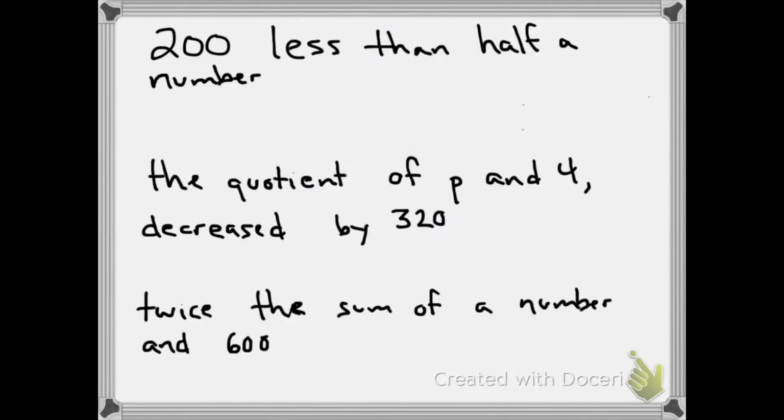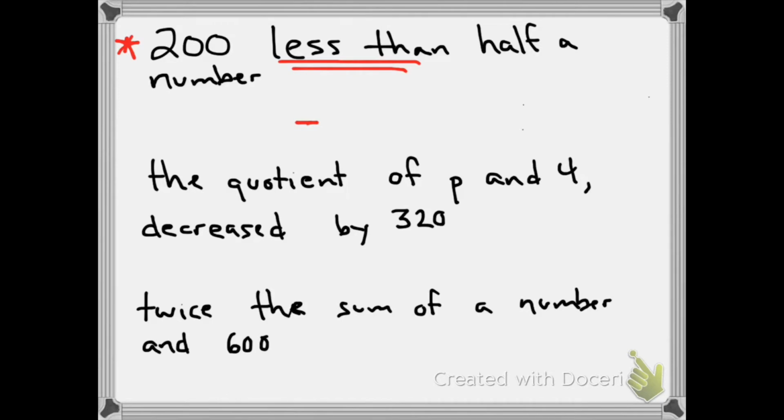All right, here we're going to look at 3 examples of some problems that we could have on a worksheet or on a test or something like that. So the first one I would definitely want to highlight. All right, so we see that we have 200 less than half of a number. So we should look at that. We see that we have less than, which indicates that we're going to subtract.